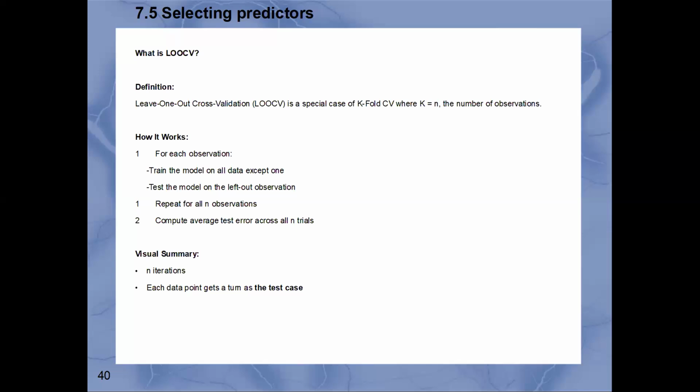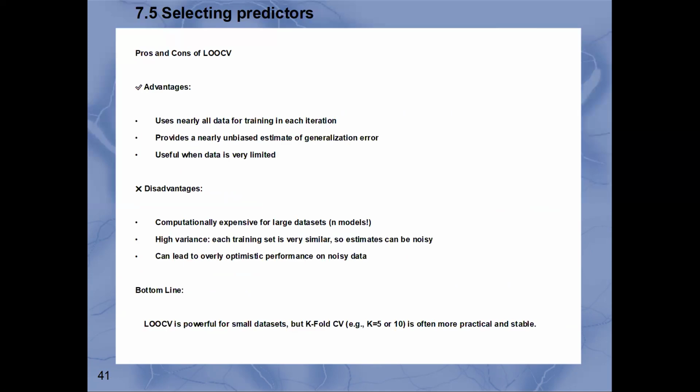So one thing is that there's n iterations, so it possibly could take a little while, and each data point gets a turn as being the test case. So the advantages: it uses almost all data for training in each iteration, and it provides an unbiased estimate of the generalization error. And it's useful, especially when data is limited. The disadvantage is that it's computationally expensive for large data sets.